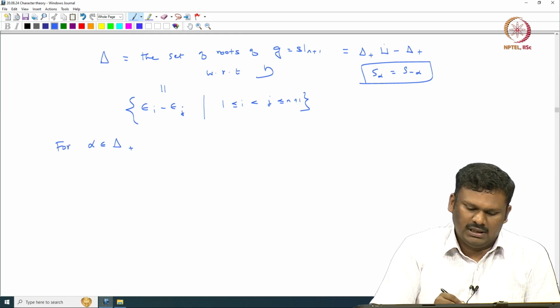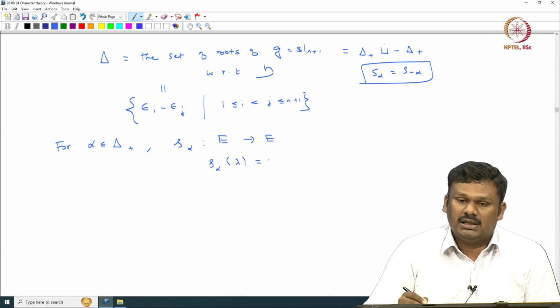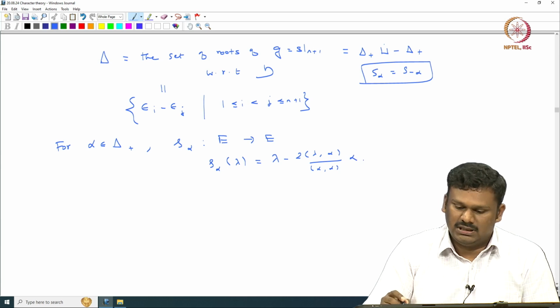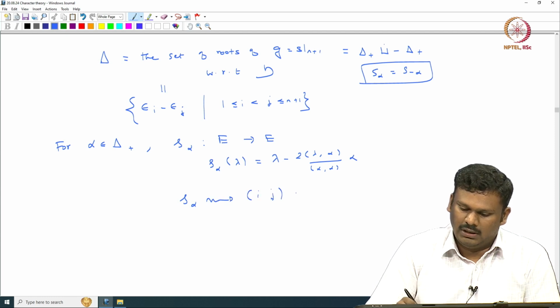So, for alpha in delta plus, again we can define the reflection as before from the Euclidean space to the Euclidean space, which is given by the same formula: S_alpha of lambda equals lambda minus 2(lambda, alpha) divided by (alpha, alpha) times alpha. If you take this as the definition, it is not hard to see that this S_alpha corresponds to the transposition (i, j) inside S_{n+1}.